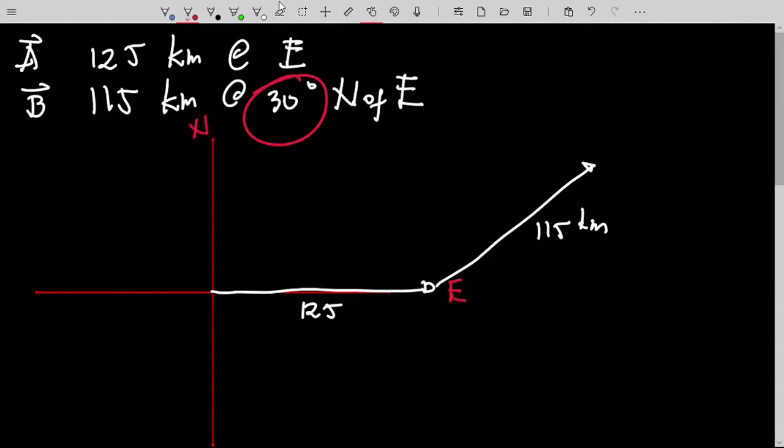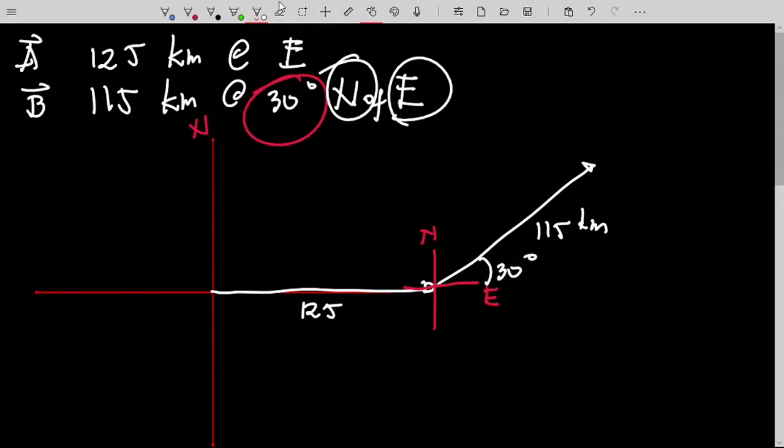Now, whenever you graph two vectors using the head-to-tail method, you should always have a mini Cartesian plane at the end of your last vector. So we know that this is your north and this is our east. And we're going to count 30 degrees starting from your east going to north. So you should have a value of 30 degrees right here.